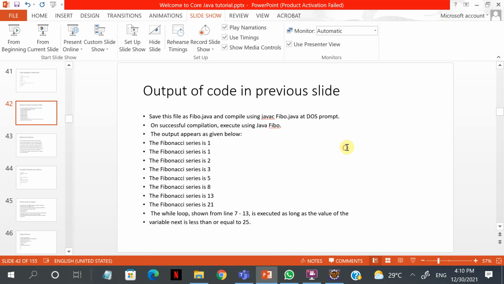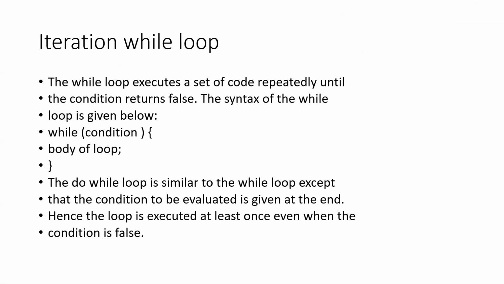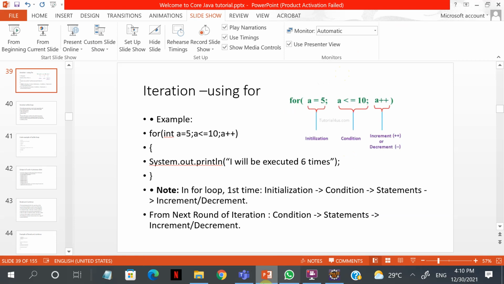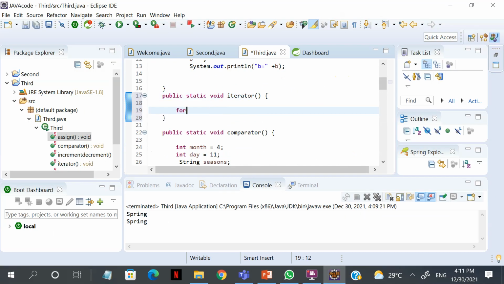Now continuing with this, we are going to look at the iteration part of it. Okay. So first we look at the for loop. So here what we're going to do is print a line. I'll say for a, I'll initialize it equal to 0, a less than 10. That's the condition. And I'm going to say a plus plus.